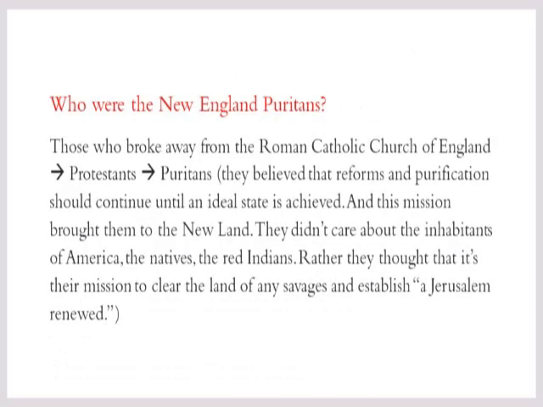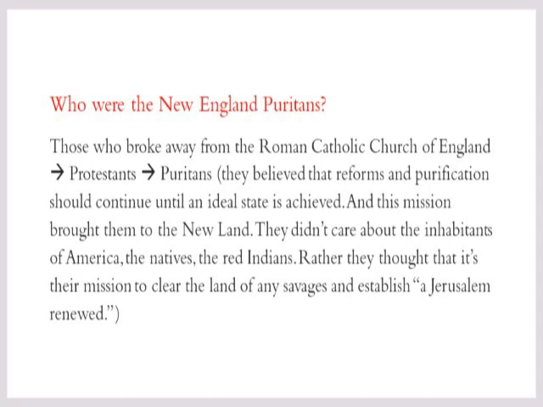Now, who were the New England Puritans? We see that in Virginia, they were generally merchant class people, and they believed in ownership of the land and ownership of the slaves. They were basically materialistic in their nature. But New England Puritans were mostly pilgrims. These were those who broke away from the Roman Catholic Church of England.